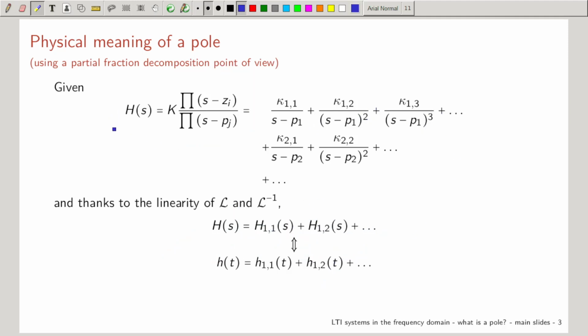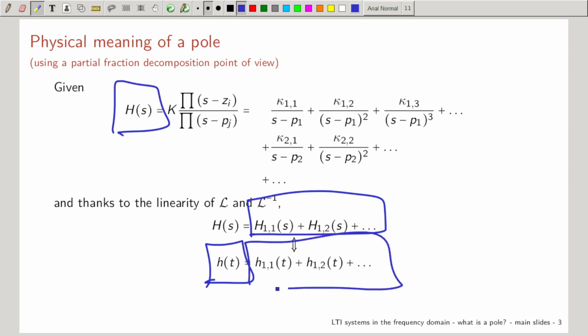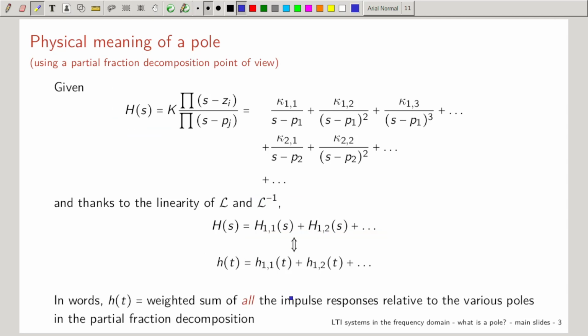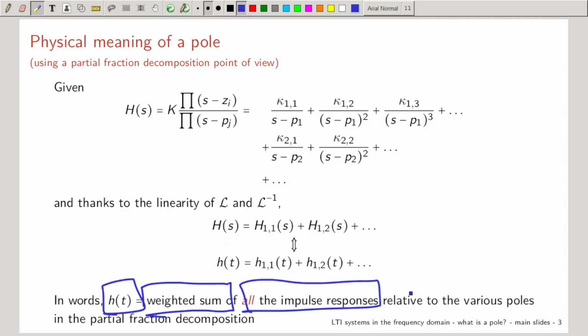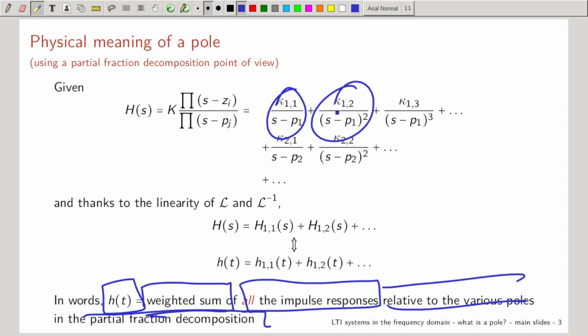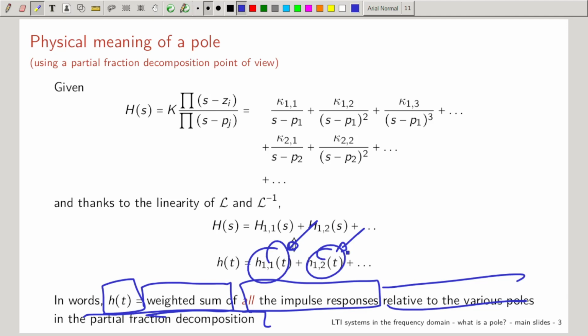And then it means that H is a sum of h. That means that small h is a sum of small h. True? This is what we were using. It's essentially linearity. Excellent. h of t is the weighted sum of all the impulse responses relative to the various poles in the partial fraction decomposition. This by itself would be an impulse response. This by itself would be an impulse response. Actually, these and these that are transformations, we are going to call those ones modes.